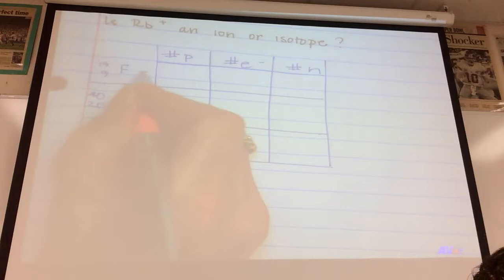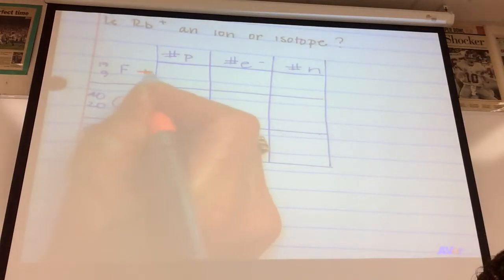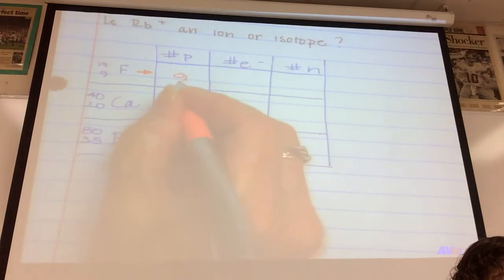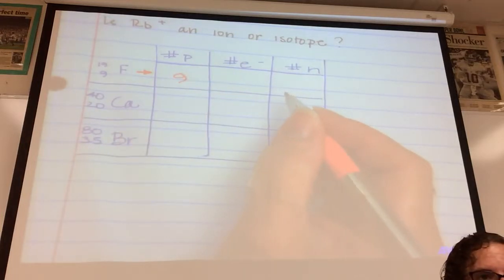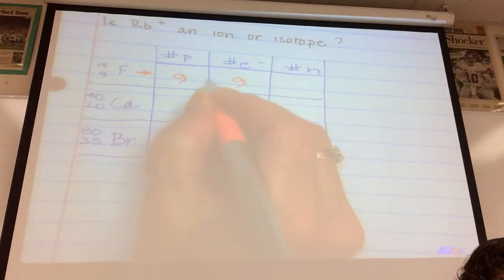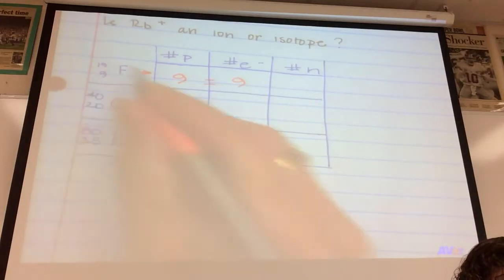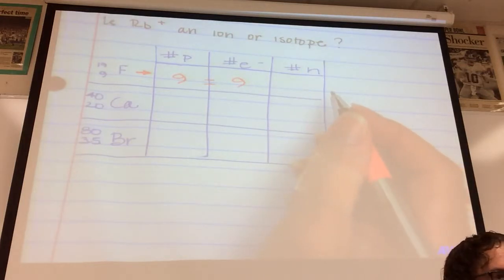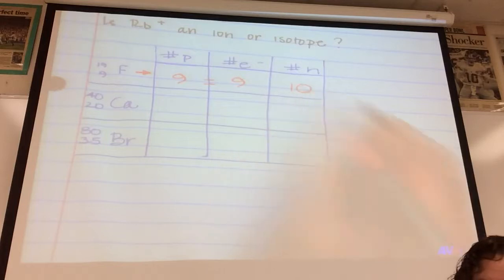Alrighty, so for fluorine, how many protons? 9 is correct. Electrons? 9 also. These are going to be the same because you have a neutral atom, no charge. And neutrons would be? 10 is correct. Excellent.